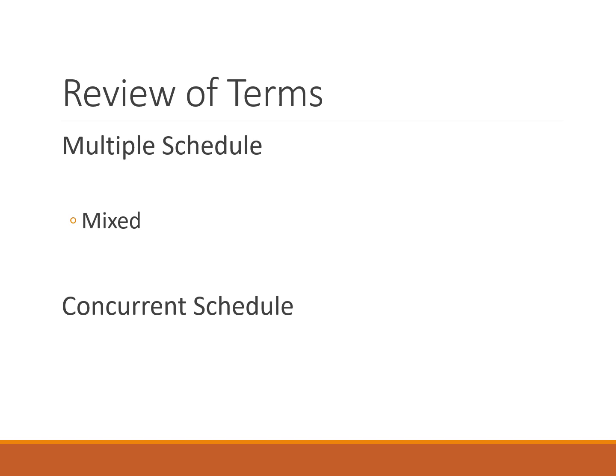So then, what is a concurrent schedule? And a conjoint schedule?